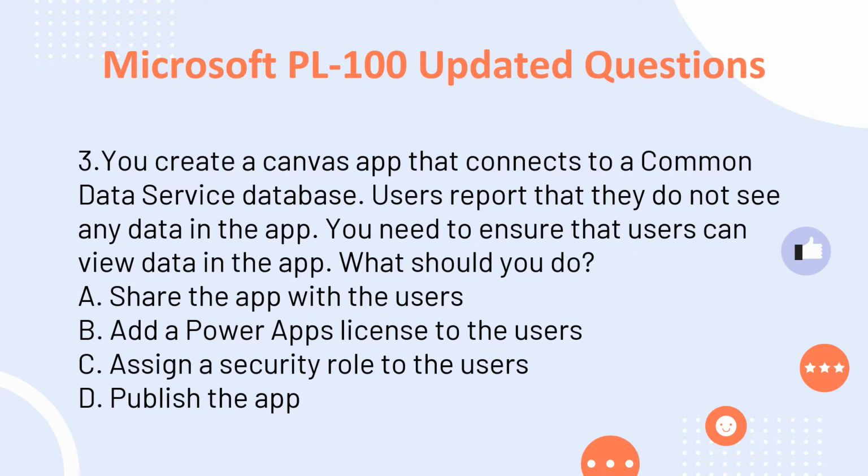3. You create a Canvas app that connects to a Common Data Service database. Users report that they do not see any data in the app. You need to ensure that users can view data in the app. What should you do? A. Share the app with the users. B. Add a Power Apps license to the users. C. Assign a security role to the users. D. Publish the app.